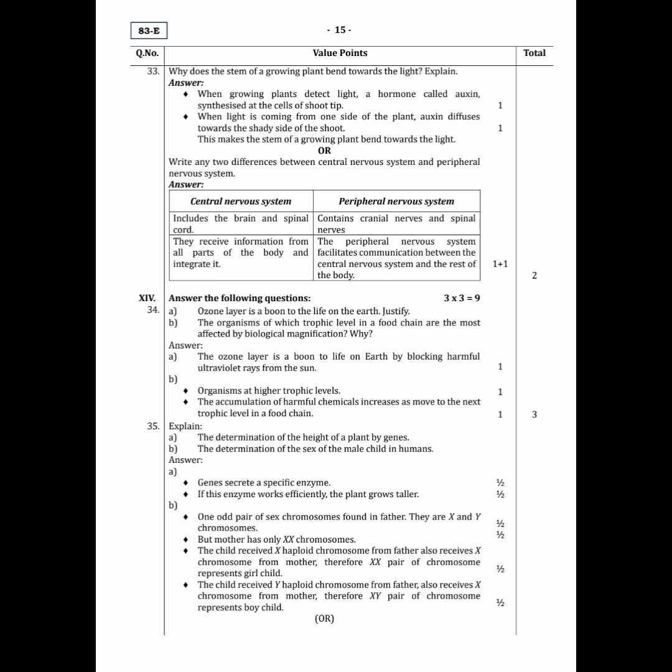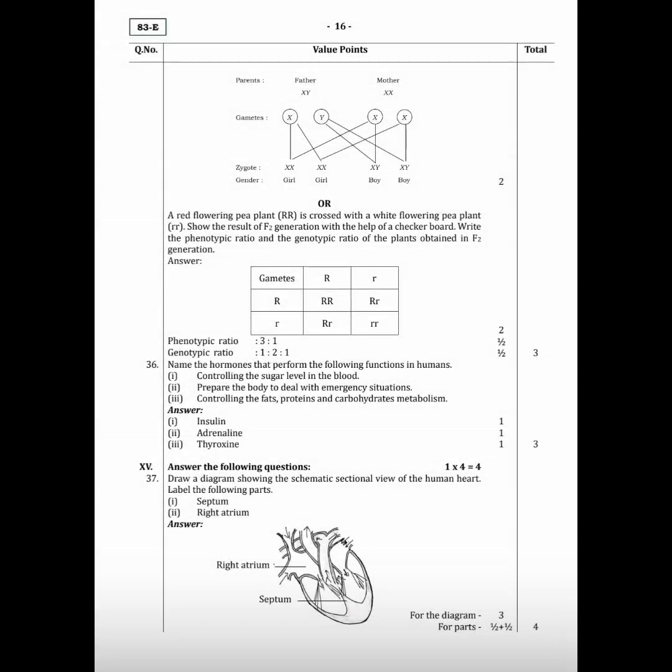Sub-question B. The determination of the sex of the male child in humans. Answer is one odd pair of sex chromosomes found in father. They are X and Y chromosomes, but mother has only XX chromosomes. The child receives X haploid chromosome from father, also receives X chromosome from mother. Therefore, XX pair of chromosomes represents a girl child. The child receives Y haploid chromosome from father, also receives X chromosome from mother. Therefore, XY pair of chromosomes represents a boy child. Or instead of writing the whole explanation, you can show the relationship like this.